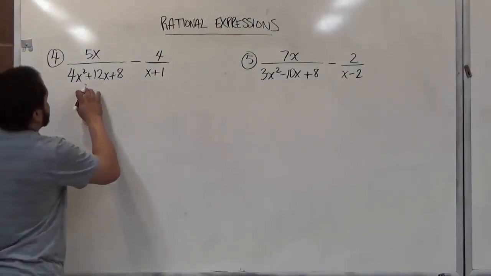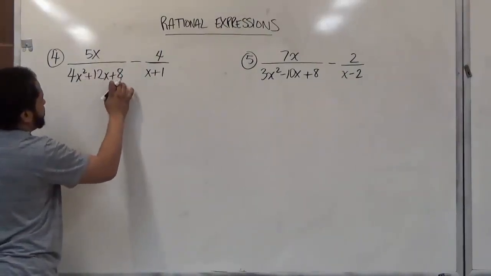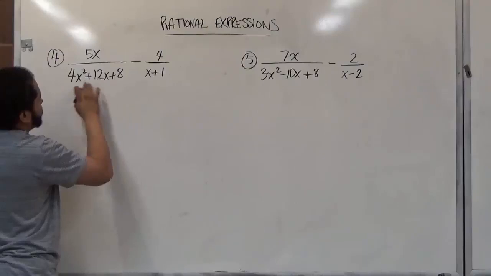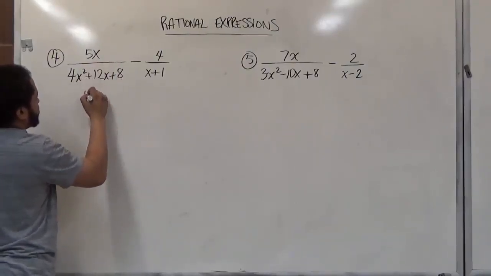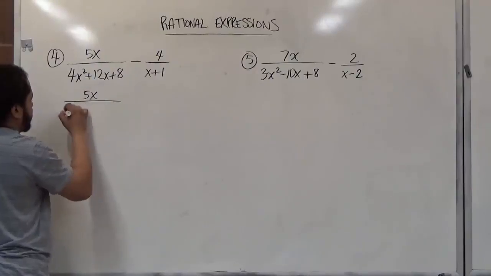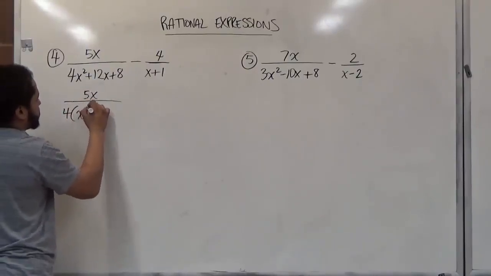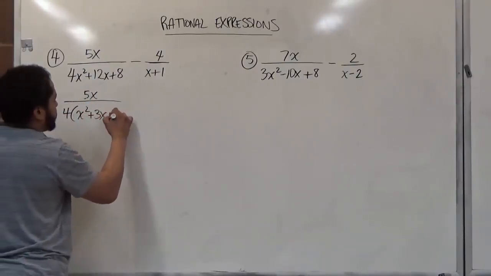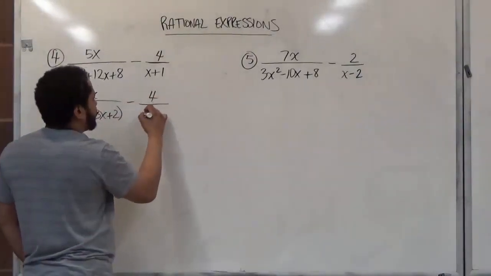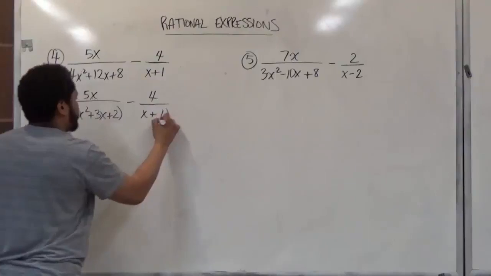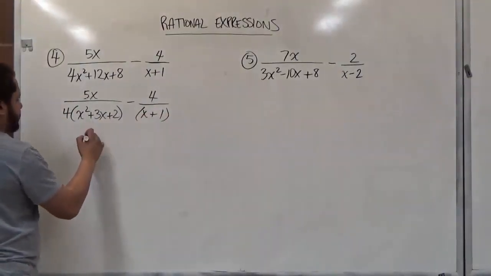So here the first step we're going to take is factoring out the greatest common factor. We notice they all have multiples of 4 in the front of them, so we're going to factor that out. We'll keep the 5x on top, factor the 4 out, and we're left with x squared plus 3x plus 2, which is easily factorable. And here we have 4 over x plus 1. And here we see this is going to continue factoring.